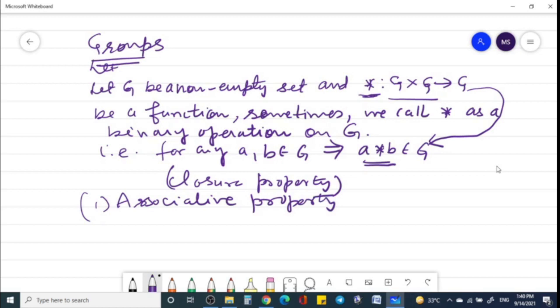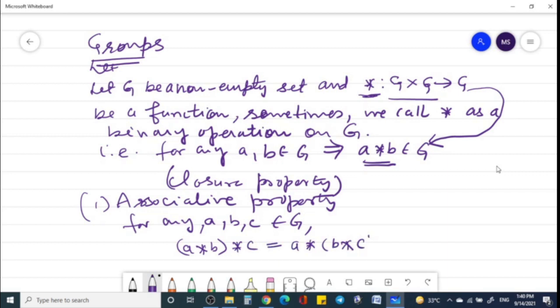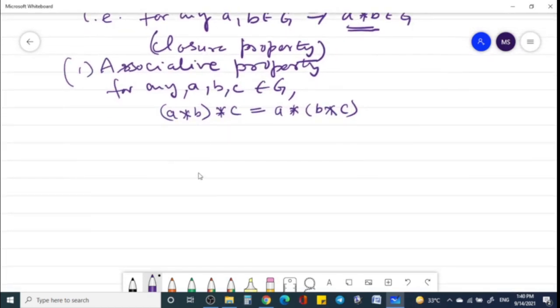Associative property means for any three elements a, b, c belongs to G, we can operate two elements at a time. So first we operate a with b and then with c. It is the same thing as first operating b with c and then operating with a, and this property is known as associative property.